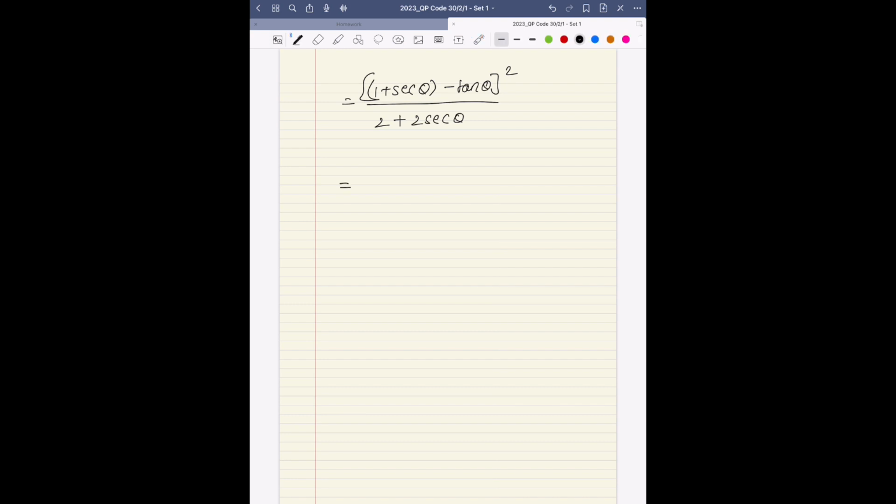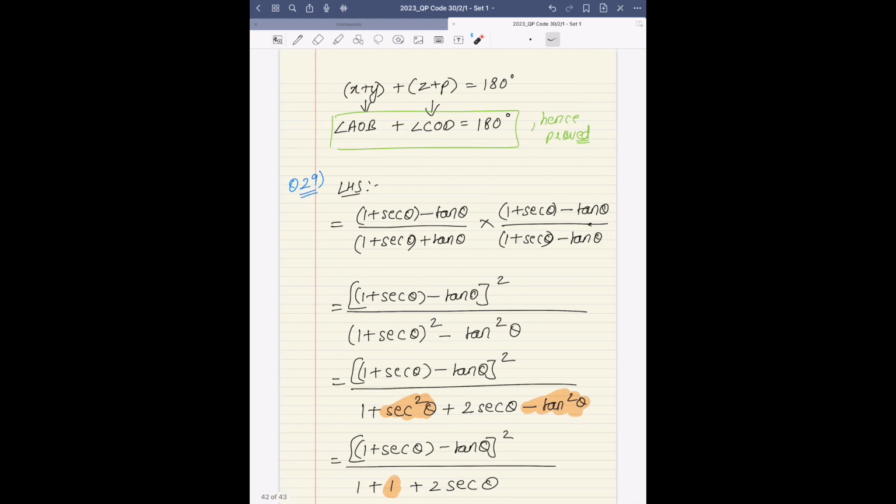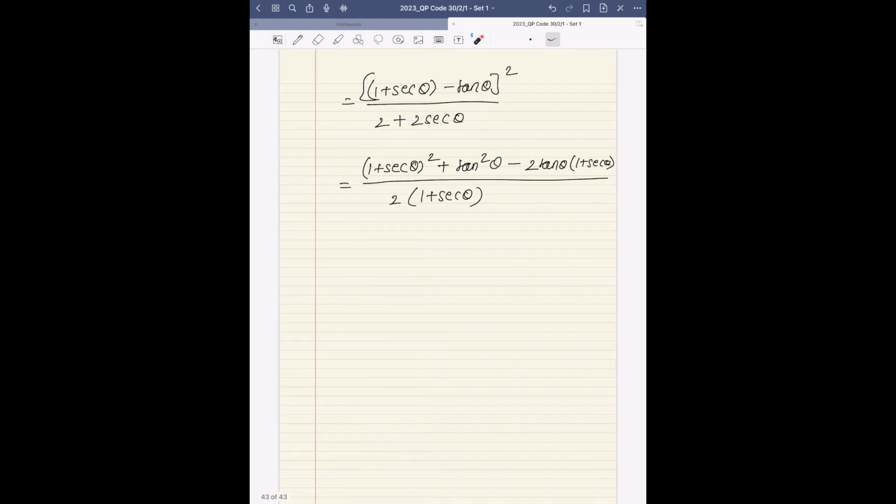Now we'll open the numerator. So A square, this is your A minus B, so we will apply A minus B whole square, which is A square plus B square minus 2AB. So 2 tan theta into (1 plus sec theta), whole divided by 2, taking 2 common, (1 plus sec theta). I hope till here it's clear. I know this is lengthy, but this is the best solution I could come up with. You can tell me in the comment section if you guys have a better solution.